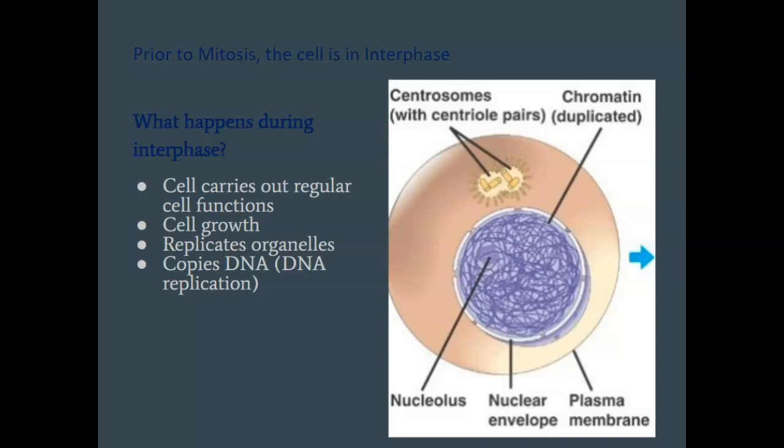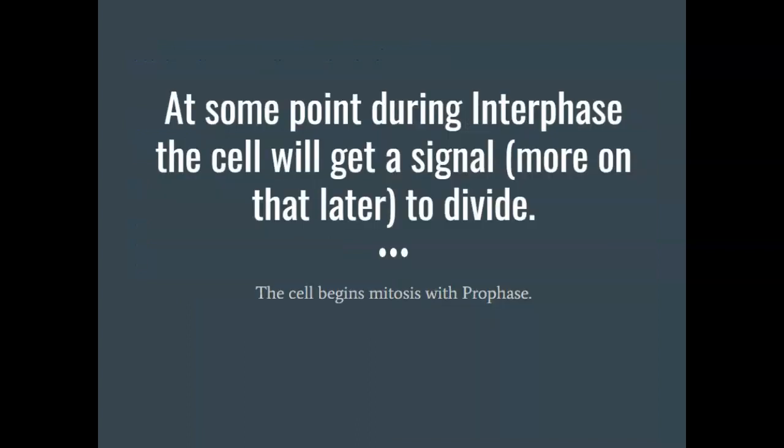And in order to do that, it's going to replicate all of its organelles because it's going to need all those mitochondria and ribosomes and things in the new cell. And it's also going to copy its DNA. Okay, so all of this happens in interphase before we get to actual mitosis. So mitosis is PMAT: prophase, metaphase, anaphase, telophase. So let's get into it.